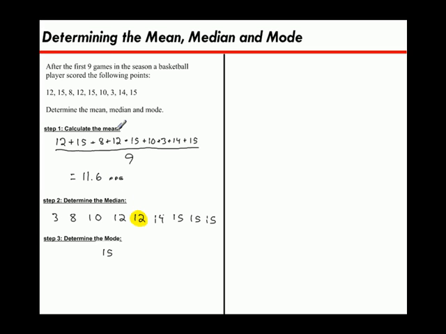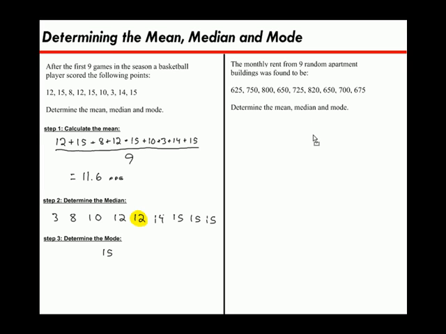All right, so there's an example of how we calculate the mean, find the median, and find the mode. Let's get you to try a problem. Here's your practice problem. The monthly rent from 9 random apartment buildings was found to be, and we have a list of their monthly rents. Determine the mean, median, and mode. All right, so try that one out using the steps that I showed you here on the left for basketball scores. Good luck.